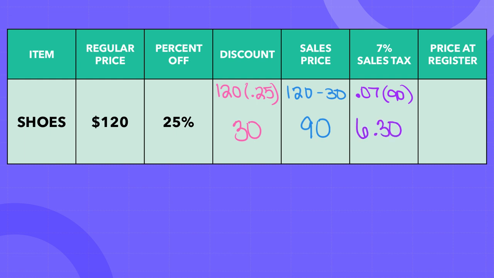So the price at register is the tax plus the sale price. Very good. Price at register is going to be the $6.30 tax plus the $90 sale price. And you get $96 and 30 cents. Those zeros are important in money.